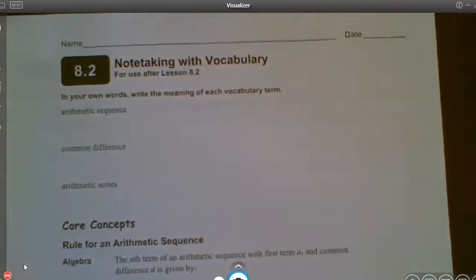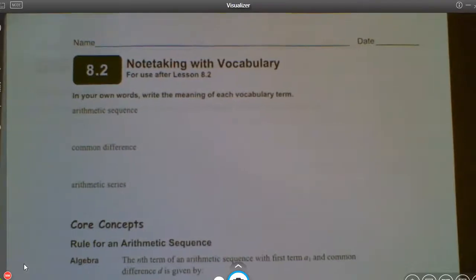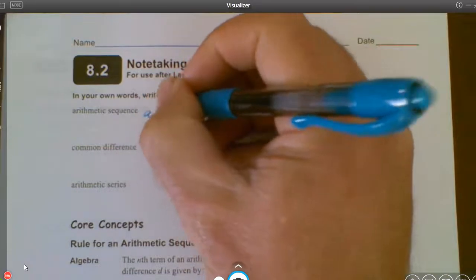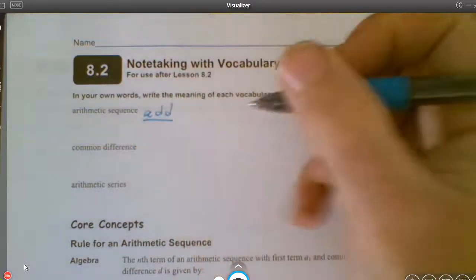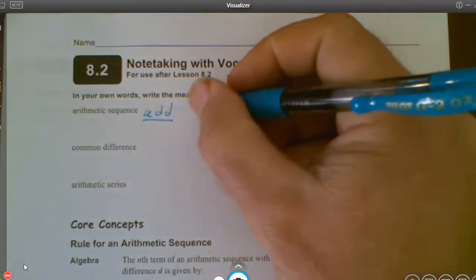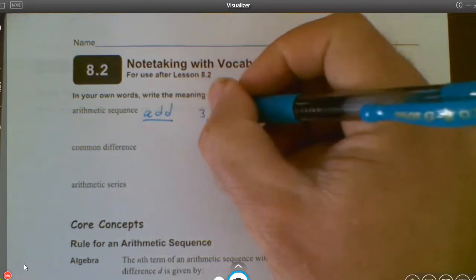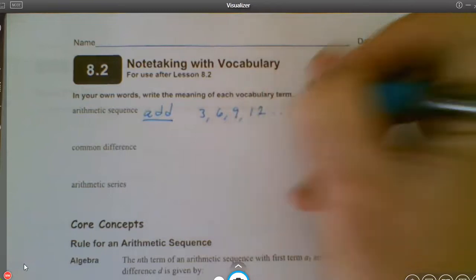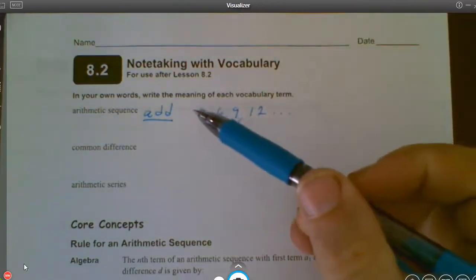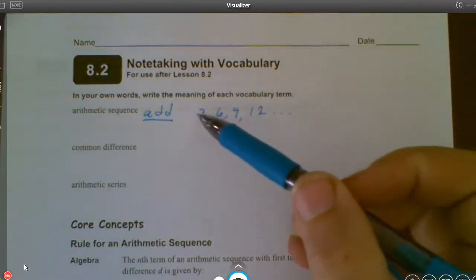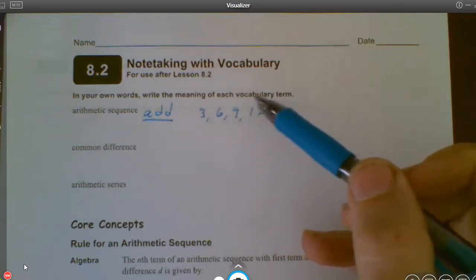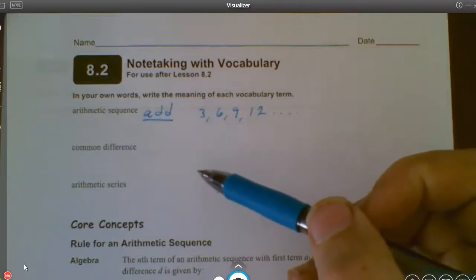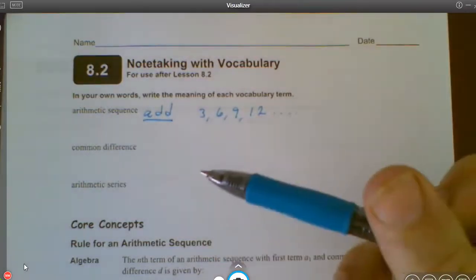An arithmetic sequence is simply a sequence where anytime you are adding, and that's your key word, you add to get the next term. So for example, if I had a pattern like 3, 6, 9, 12, so on and so on, and I said, describe this pattern, you would say, well, I am adding 3 every time to get the next term. So anytime you are adding, that tells you it's an arithmetic sequence.